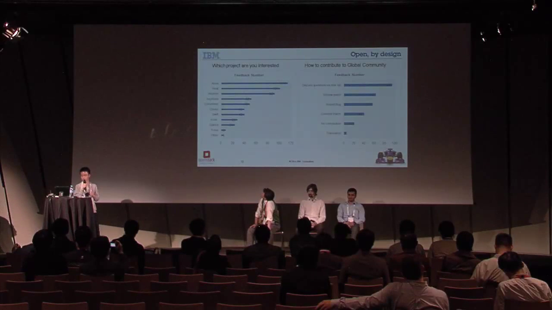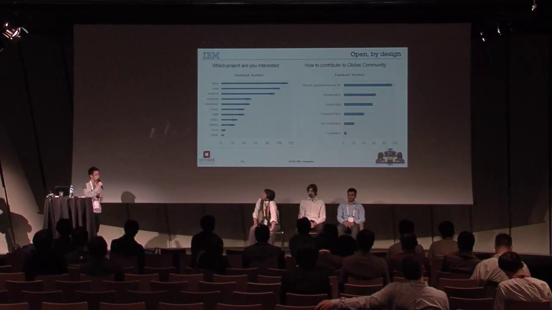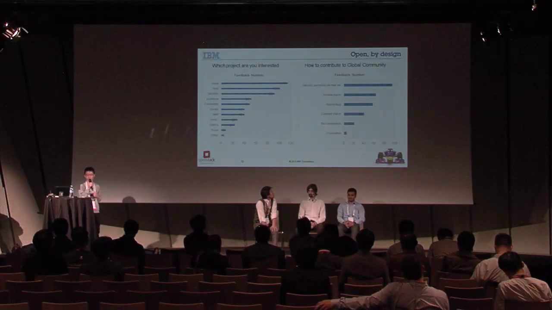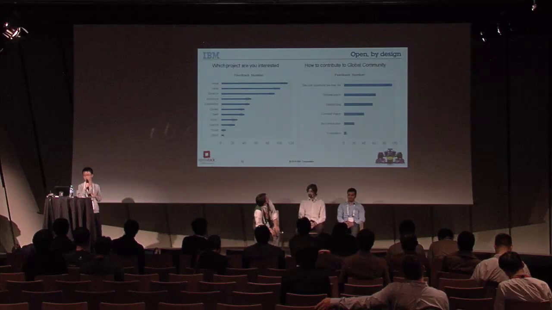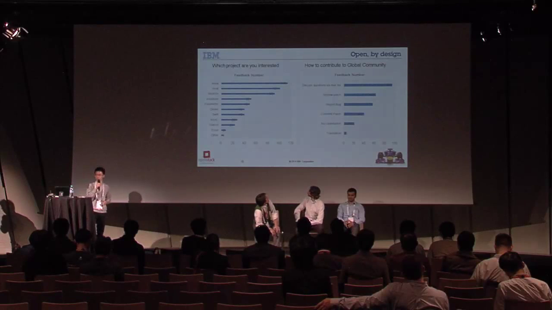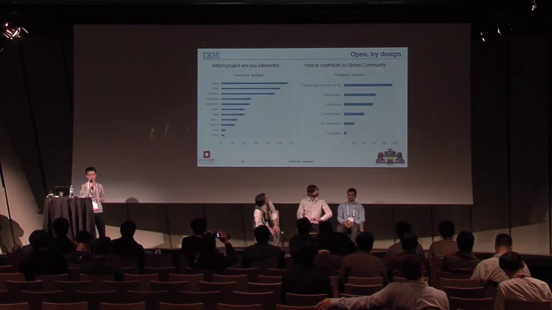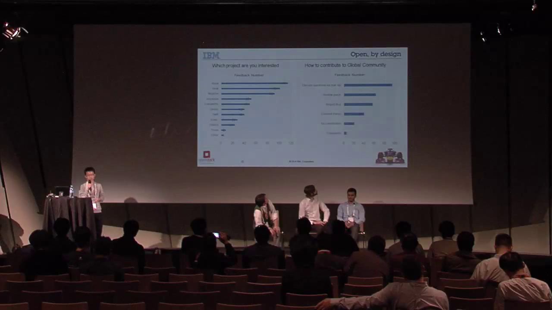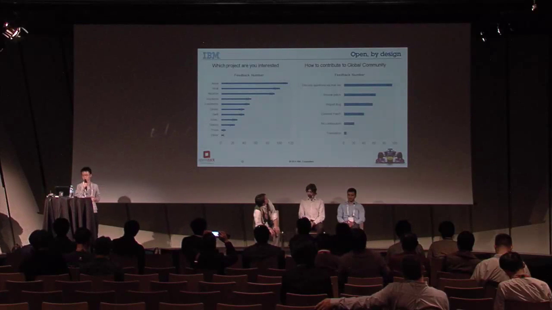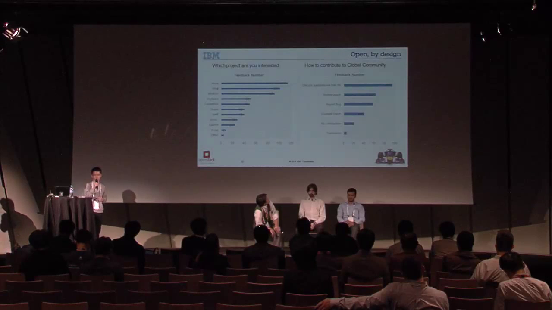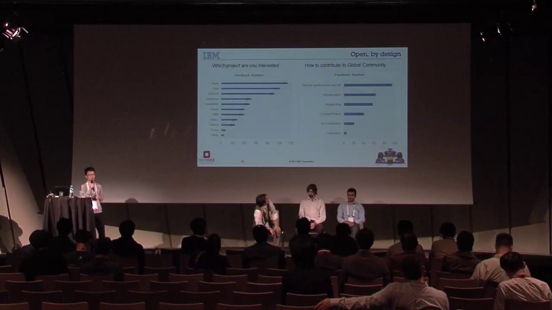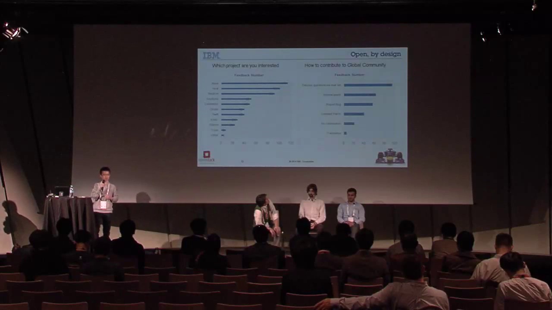How do people contribute to the global community? We can see that most people contribute via the mailing list. There are also many people who contribute by reporting bugs and committing patches. You may also notice that we have more than 20 people who have no contribution. The reason from the feedback is that those people are new to the community and they are just trying to get some chance to contribute.